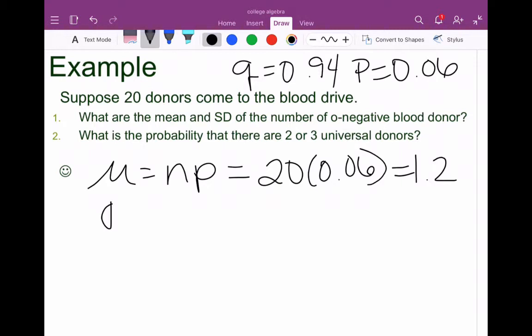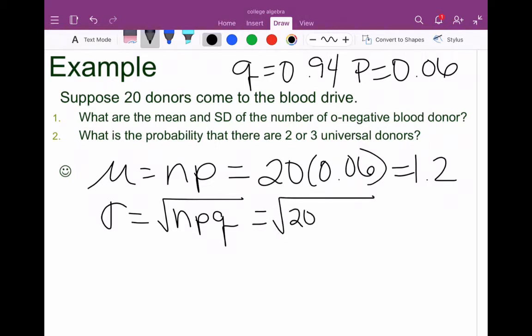The standard deviation, or sigma, is calculated as the square root of npq. Number of trials times probability of success times the probability of failure, taking the square root. So this would be the square root of 20 times 0.06 times 0.94, which ends up equaling 1.06. So again, this gives us that the average number of people out of 20 that will have O negative blood is 1.2, with a standard deviation of 1.06.